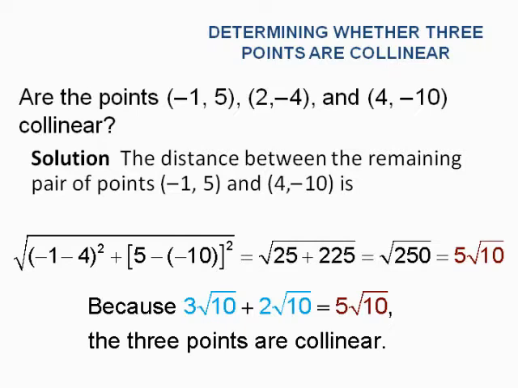Now notice, because 2 of them add up to give you a third, you can test and see if points are collinear using this. So these 3 points are indeed collinear. They would lie on the same line.